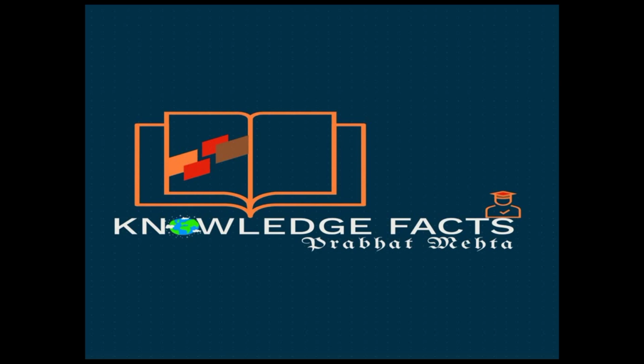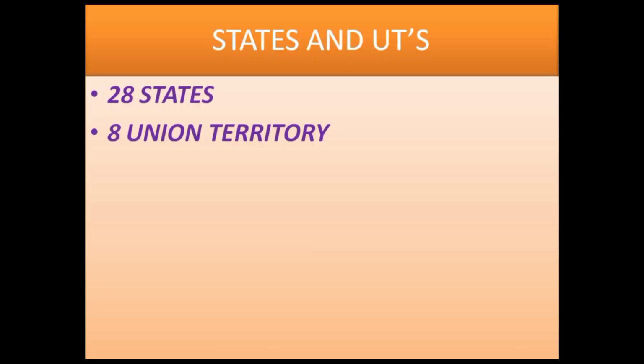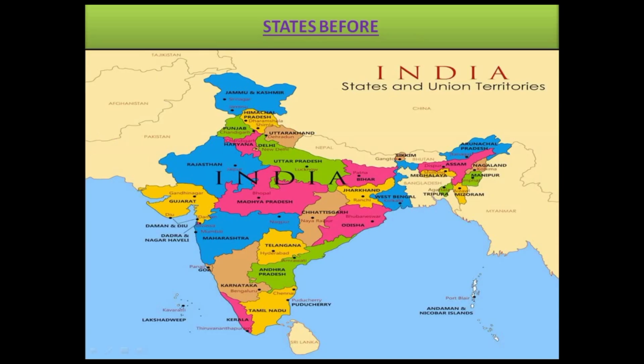In this slide we can see that we have 28 states and union territories. But before that, to understand this, we did not always have 28 states. Before, we had 29 states and 7 union territories. I will show the next slide. Here we can see that before, we had a total of 29 states and only 7 union territories.